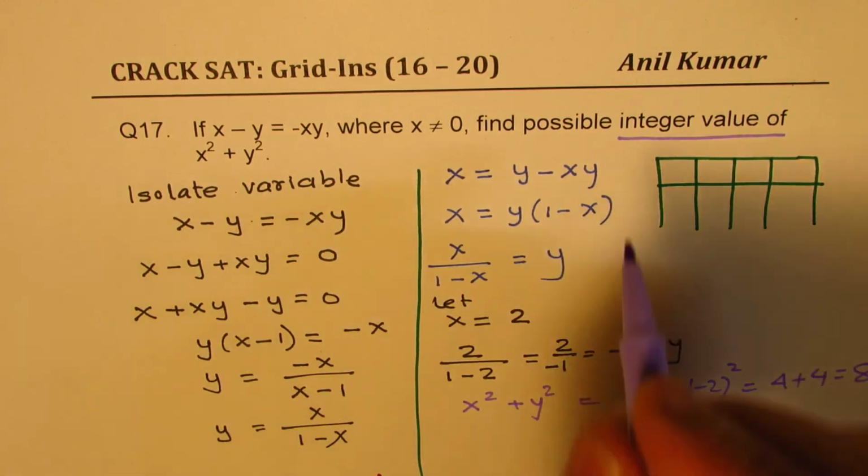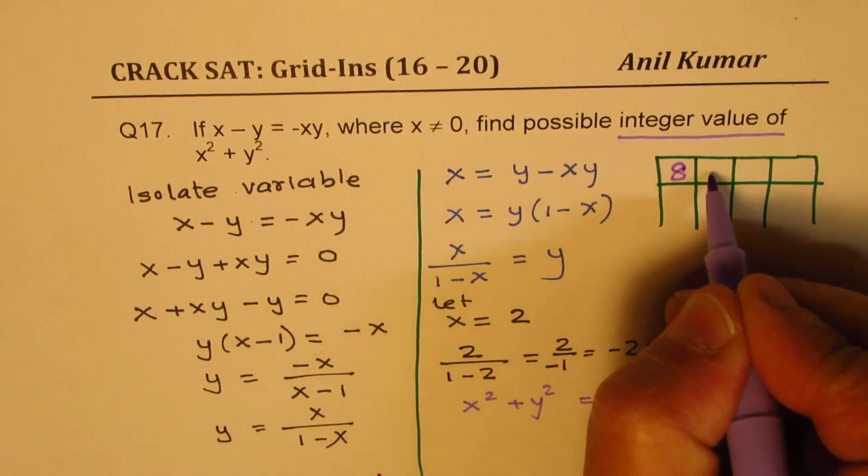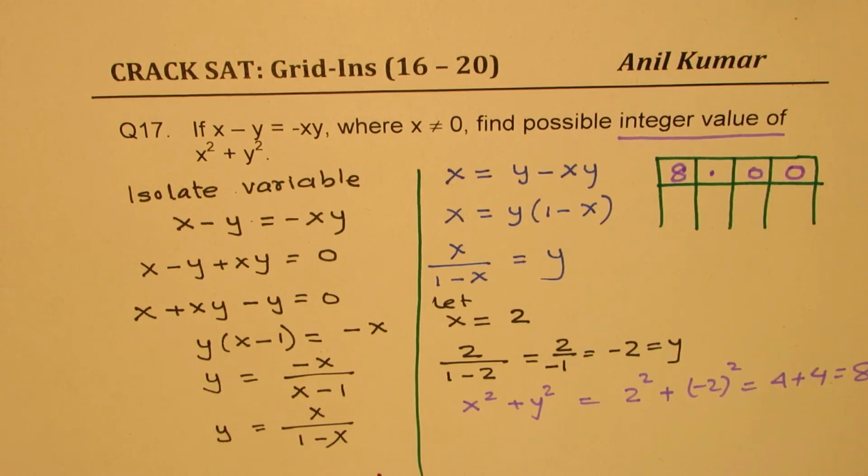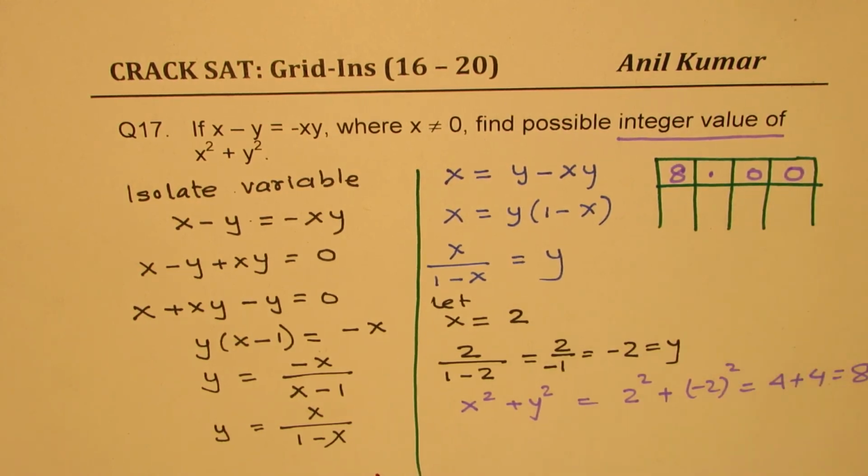Now there are many ways to do it. The best way is just write 8.00. As you can see, there could be more than one answer for the given question. But if you get the very first answer, whichever you get, grid in the same answer and move on. Perfect? So that is the strategy in solving such questions.